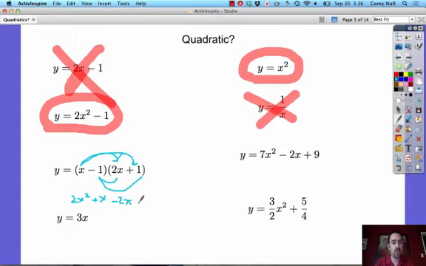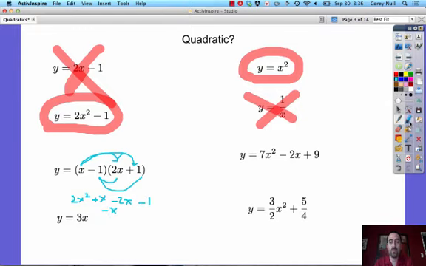And I've got a minus 1. Oh, well that's okay. This is 2x squared minus x, because x minus 2x is just minus x, minus 1. So 2x squared minus x minus 1. That's okay. A is 2, b is negative 1, c is negative 1.